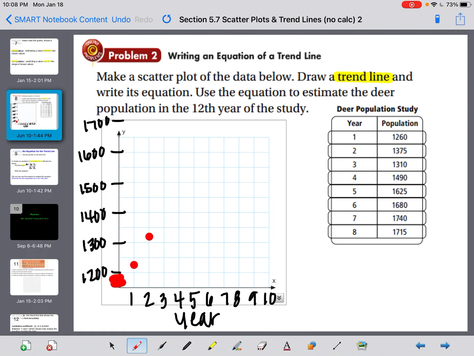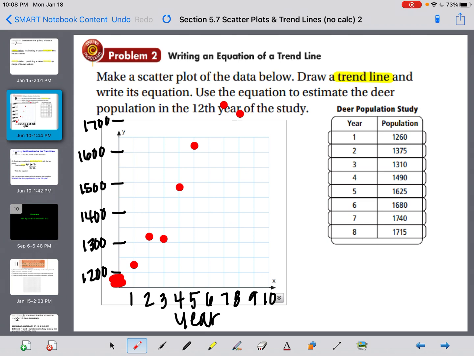1,375. Third year was 1,310. Fourth year was 1,490. Fifth year was 1,625. Seventh year, 1,740, which is actually up here. And the last year, 8th year, 1,715.